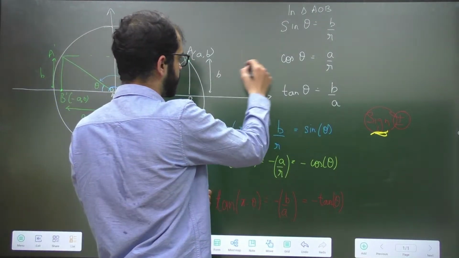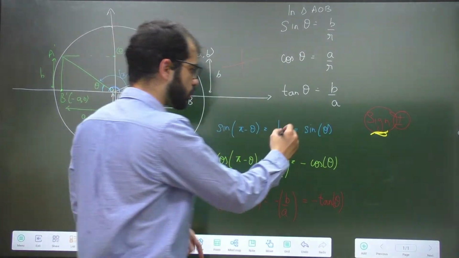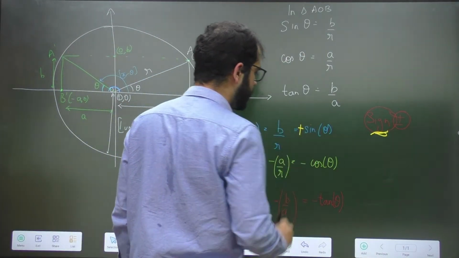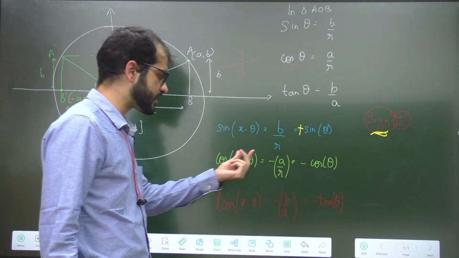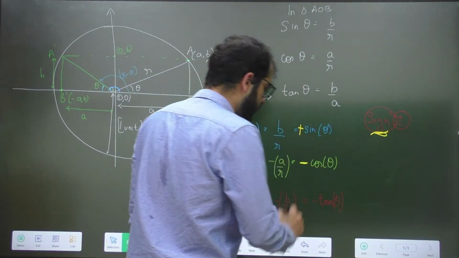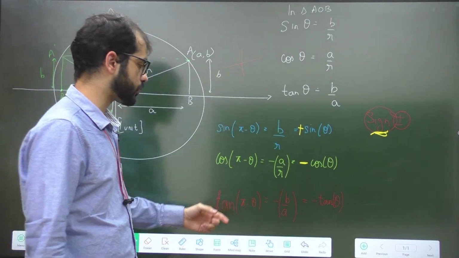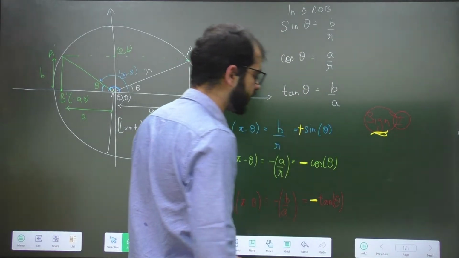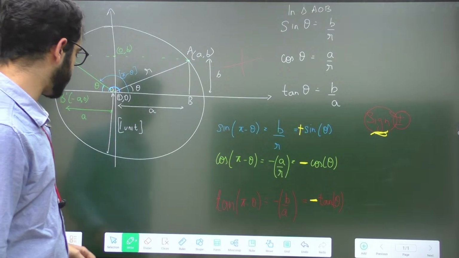Since in the second quadrant sine is positive, over here I am going to put a plus sign. In the second quadrant cos is negative, so from LHS we are going to put a negative sign. Since tan is negative in the second quadrant, we are going to put a negative sign over here and call it minus tan theta. I hope it is clear till here. I'll summarize what we just studied.